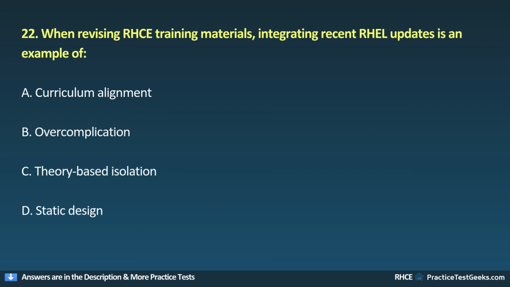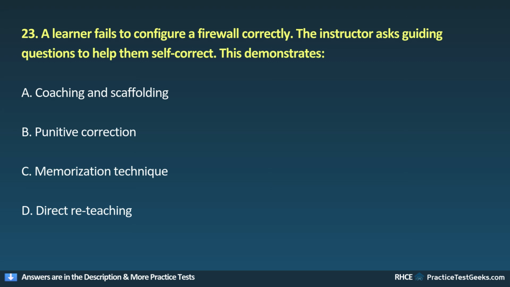B. Overcomplication. C. Theory-based isolation. D. Static design. 23. A learner fails to configure a firewall correctly. The instructor asks guiding questions to help them self-correct. This demonstrates A. Coaching and scaffolding. B. Punitive correction. C. Memorization technique.